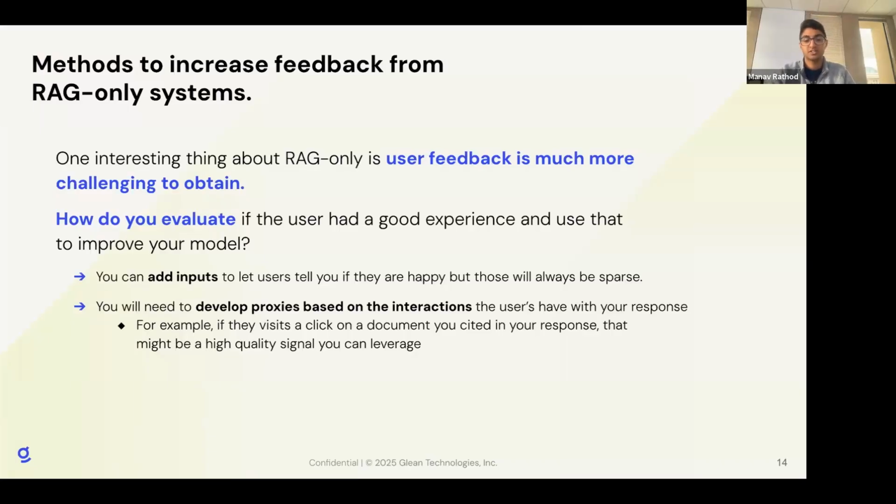But you can also develop other proxies based on the interactions that your user has with your product, and making your product more interactive can help gain those signals. For example, if you have citations in your system because you want to reference where your answers came from, which documents you're using when you generate a response, you can see which users click into certain documents because they wanted to read a little bit more about the topic.